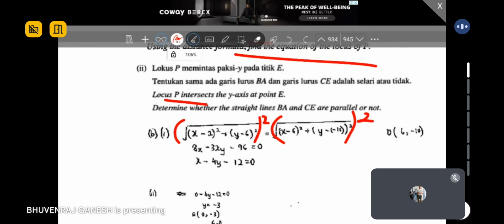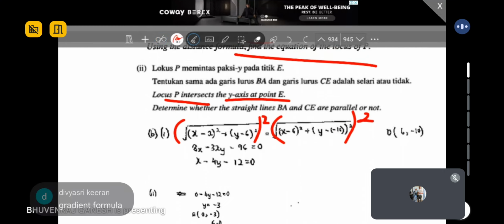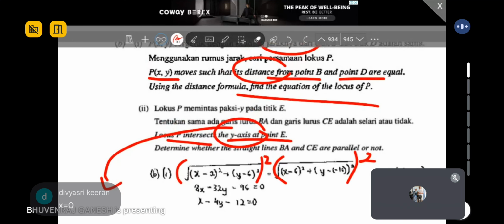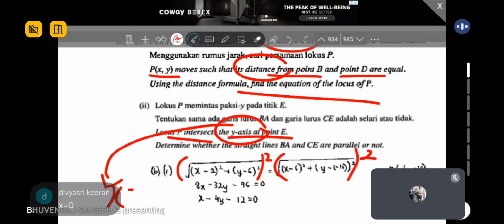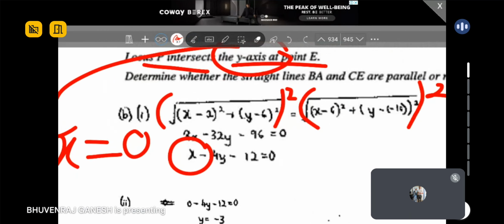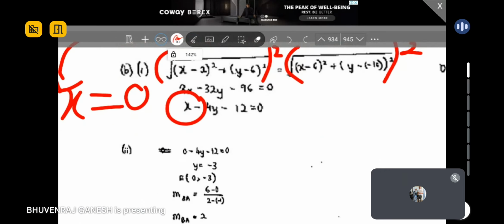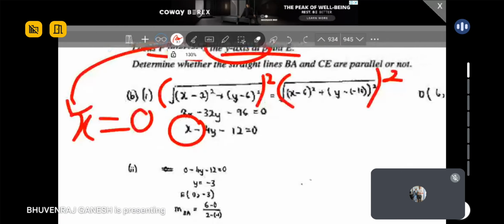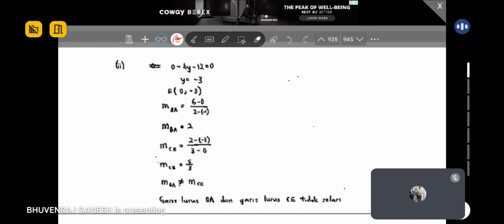Okay, so first step, they say that locus P intersect y-axis. So guys, when they say intersect y-axis, means that, what is the assumption? Bila pintas paksi y. Apa anggapan dia? Yes. Okay, you must assume x equal to 0. Okay, so you just sub x equal to 0 inside here, so that you can find your point E. Okay, so point E, you already get the answer, 0, negative 3. So now, you just find the gradient lah. Okay, cari kecerunan BA and also CE. Okay, so if the value are not equal, means they are not parallel, tidak selari. Okay, because nilai dia tak sama. That's all. Very simple. Sangat straightforward.